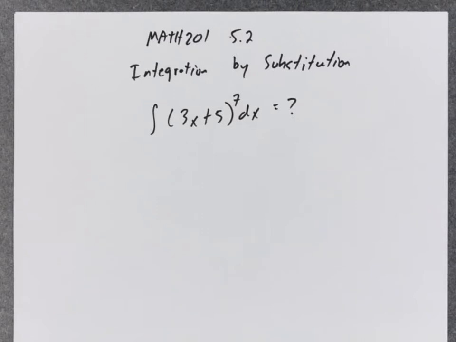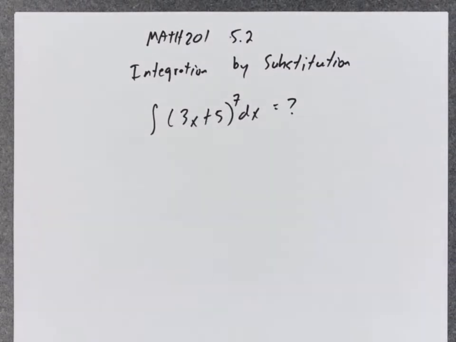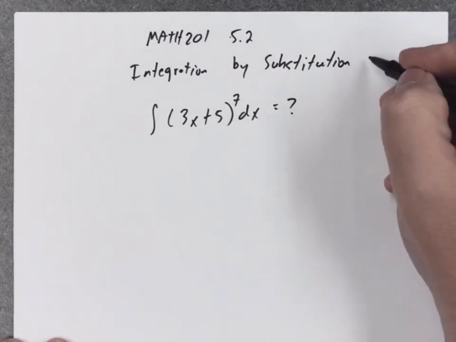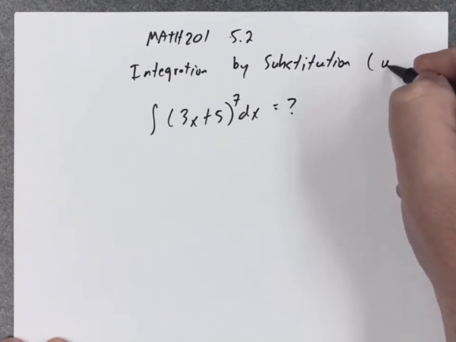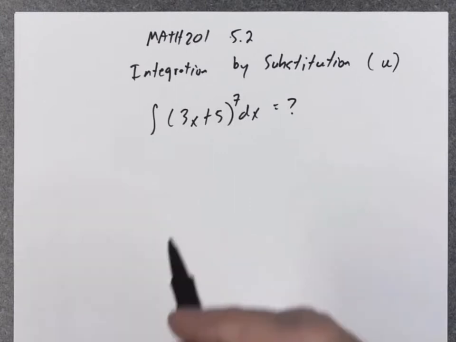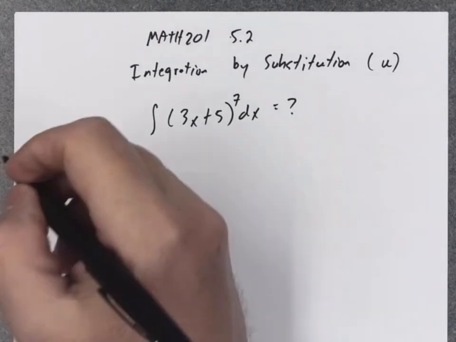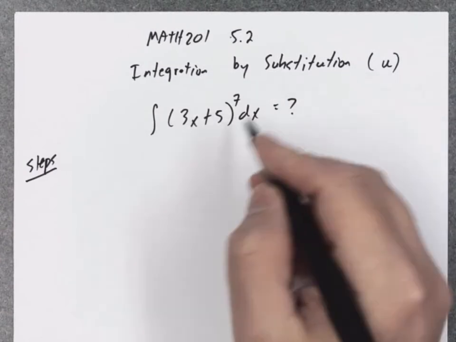Now here's one of the first rules. When you have a bunch of stuff inside parentheses raised to an exponent, it's pretty clear what to do. This is called integration by substitution. I don't know if you remember back in algebra, you did some problems solving by substitution, and we always like to use the variable u whenever we do this thing called substitution. So let me write down the steps and work out this problem, and then we'll do a couple other examples. So the steps to integrate by substitution for problems like this.